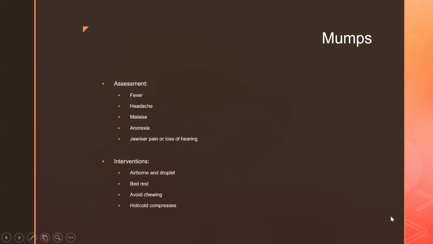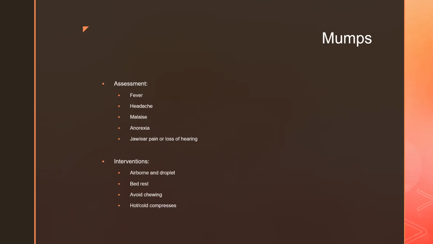All right, for mumps again, the symptoms pretty much still stay the same, right? Fever, headache, malaise, loss of appetite. They also go just a little step further of having lots of jaw and or ear pain. It can even be ototoxic, so mumps can actually cause a temporary or permanent loss of hearing.